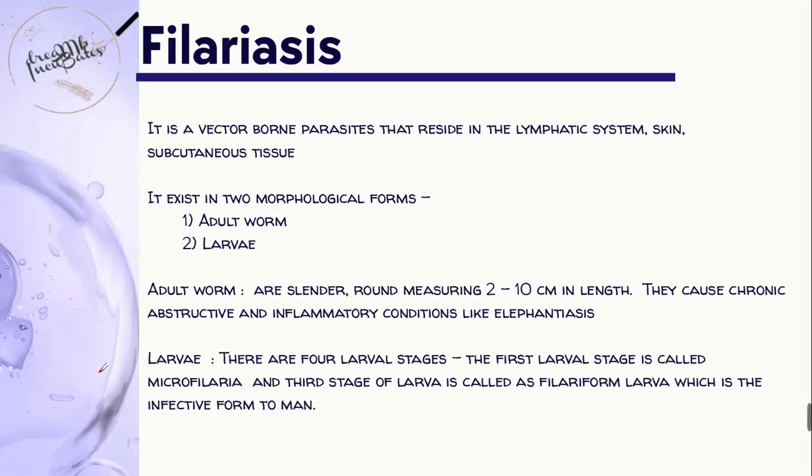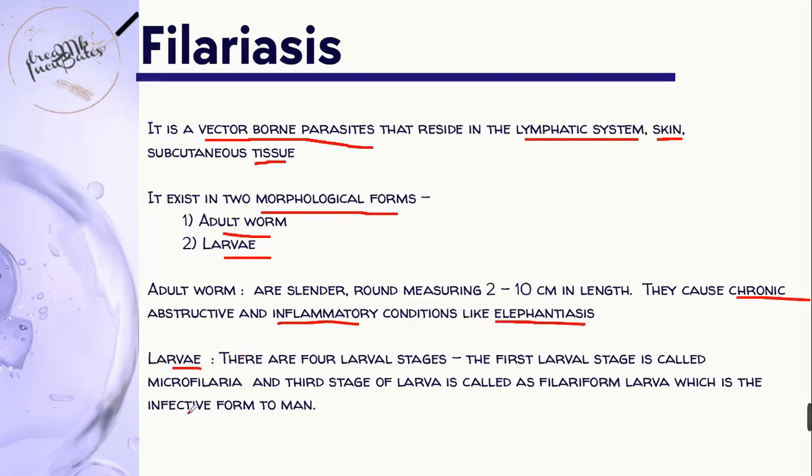Filariasis is an example of a disease caused by a vector-borne parasite, namely Wuchereria bancrofti. It basically affects the skin, lymphatic system, and the tissues. It occurs in two morphological forms, the adult worm or the larvae. The adult worm can cause chronic or inflammatory conditions such as elephantiasis, while the larva is the infective form for man, which is also called filariform larvae.